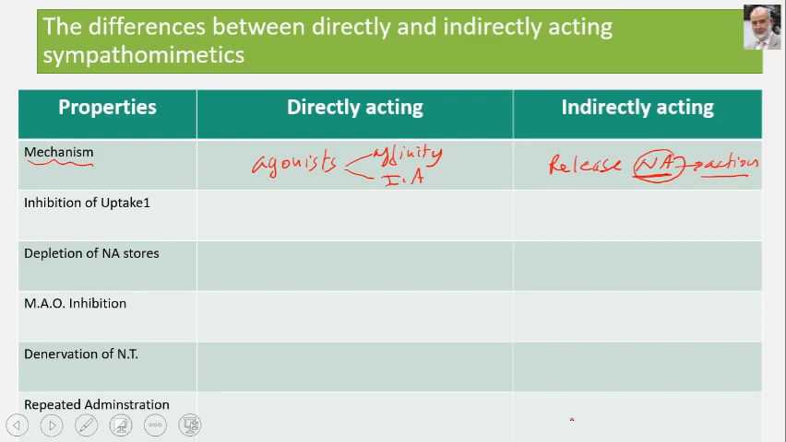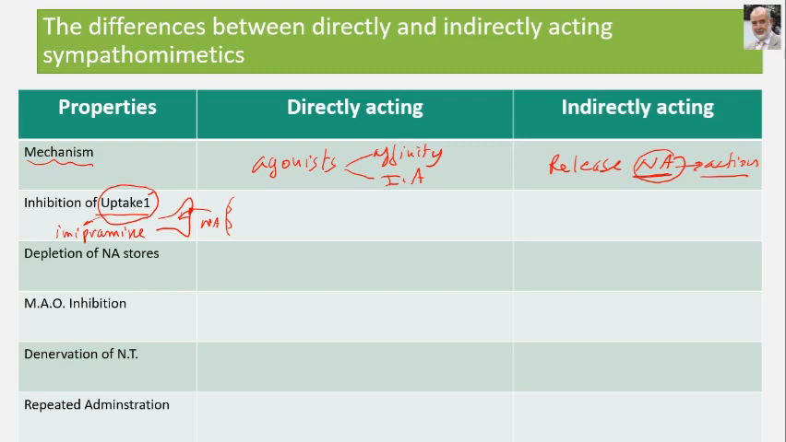Second, when we inhibit the uptake, what will happen? As we have said, at the adrenergic nerve terminal, there are active uptake mechanisms which reuptake noradrenaline after its release. We call it the uptake 1 mechanism. So if we inhibit the uptake by drugs like imipramine, what will happen? Imipramine is a tricyclic antidepressant, as we will say later. It acts by inhibition of the uptake of noradrenaline.